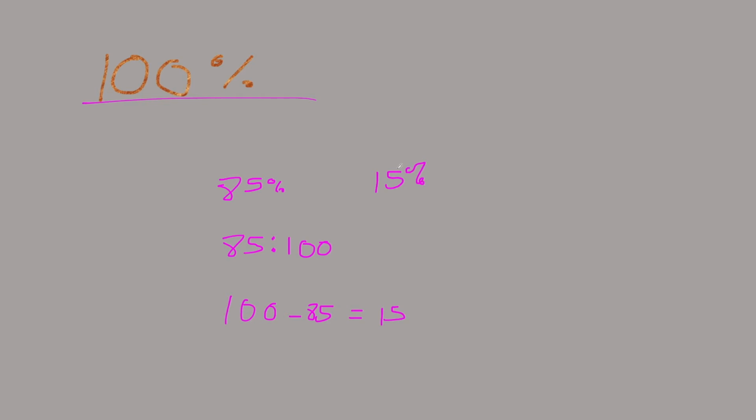Because these two numbers need to add up to 100. Even if they got 25% on this section and 60% on this section, and I want to know how much they got wrong, I add these together, that's 85, and then I subtract it from 100, and it would still be 15%, right?